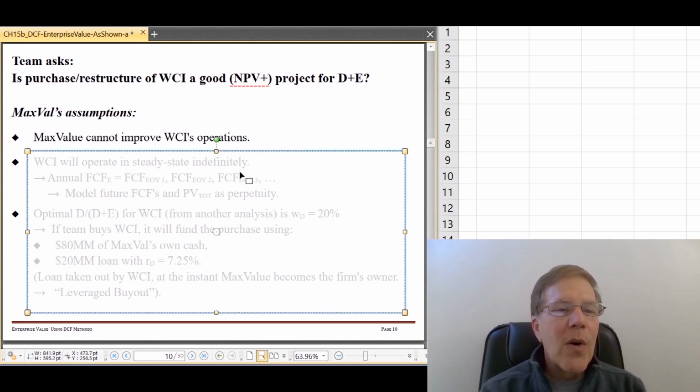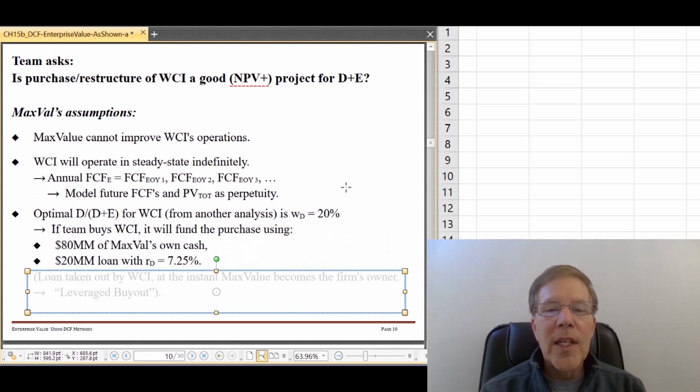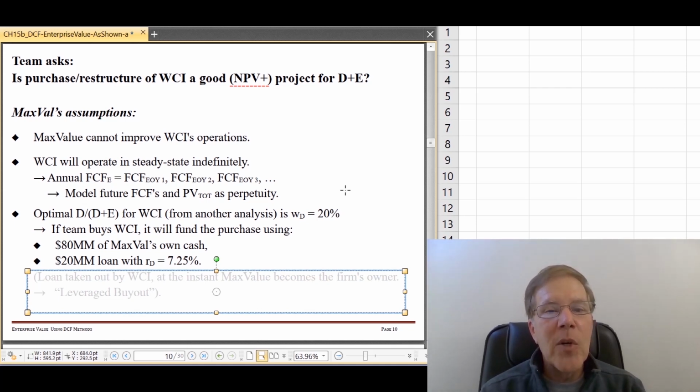Okay, so Max Value's assumptions are exactly as they were in the previous chapter. It's a well-run firm. They can't improve their operations. It's going to operate in steady state indefinitely, so they can model it as a perpetuity. They do feel the optimum capital structure is not for this company to have no debt, but to have a D/V ratio of 20%. So that would be 20 million in debt and 80 million in equity.